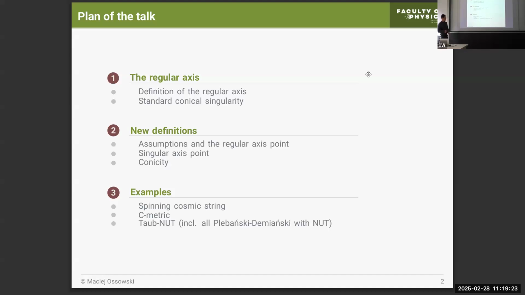And I will go through the examples which are most commonly associated with some kind of a string being present in the spacetime, be it a cosmic string, spinning cosmic string, or the string in symmetry, or the so-called Misner string in tau-NUT, or more broadly in all Plebański-Demiański spacetimes with the NUT parameter.